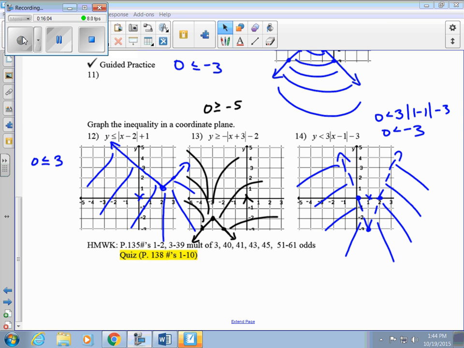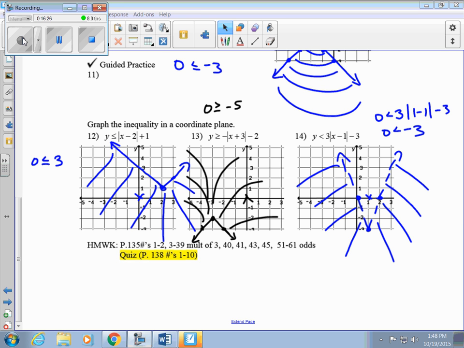And here are the answers for guided practice questions 12, 13, and 14. Notice in all three of these situations, the shaded area is outside of the V. That won't always be the case, as we saw in the example above.